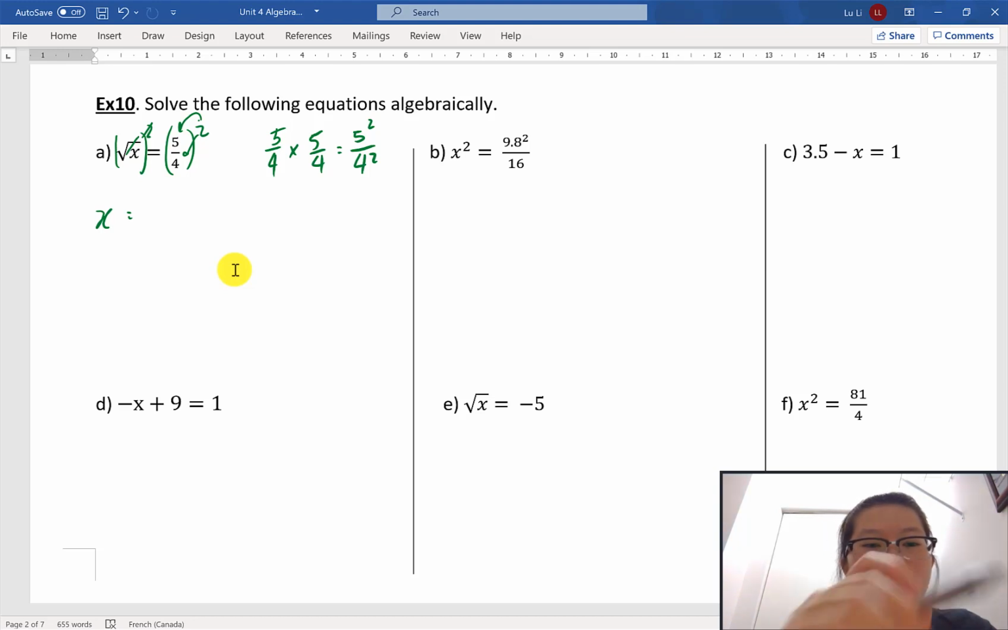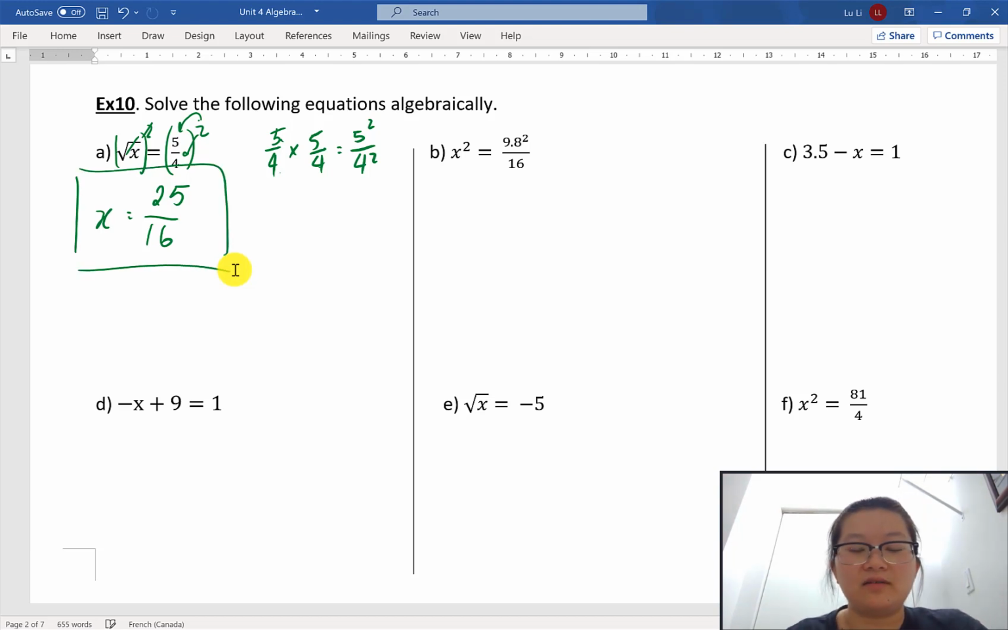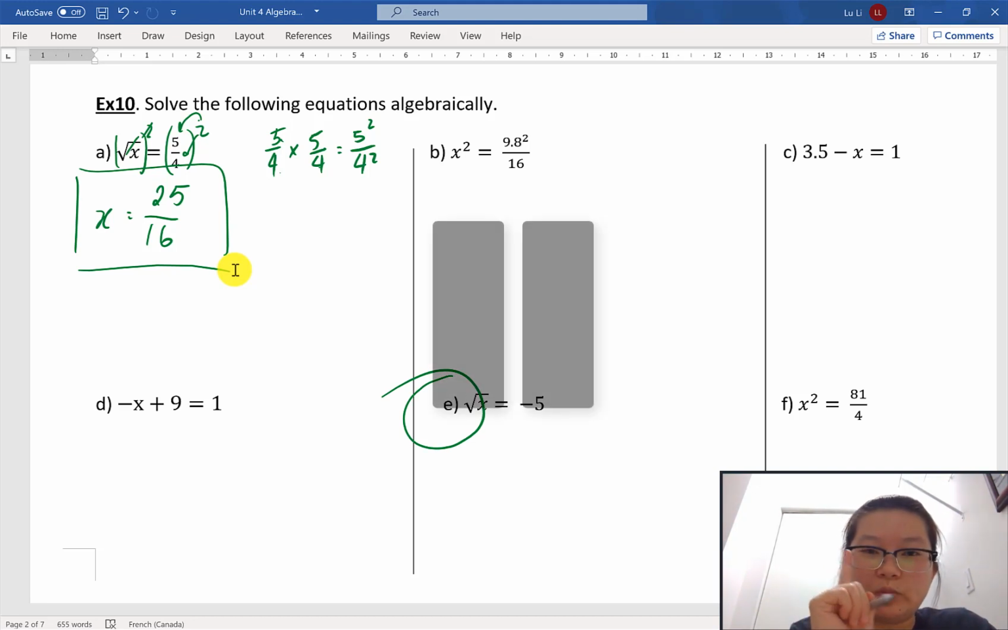So we know that 5 times 5, or 5 squared, is 25. We know that 4 times 4, or 4 squared, is 16. And that's our answer right there. Voila. So, what's the first one? Wasn't too bad, was it? Okay, I'm going to get you to do E. Not B, not C, not D, but E. Good time to pause the video.